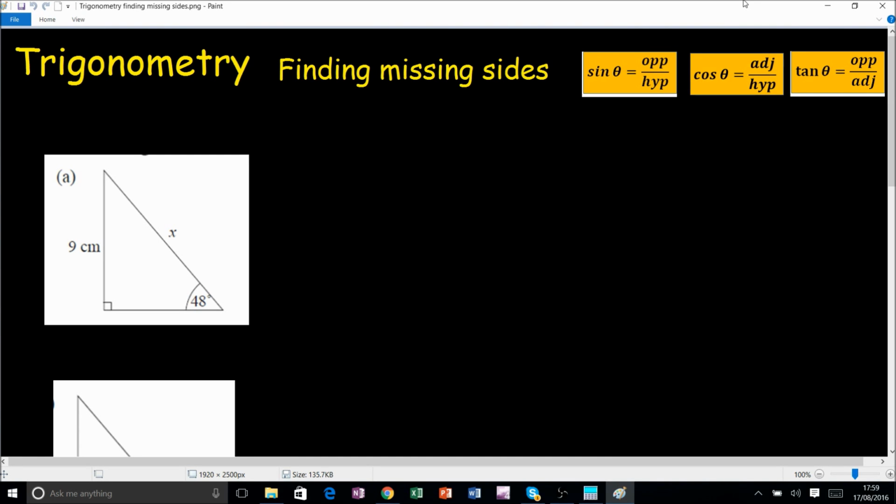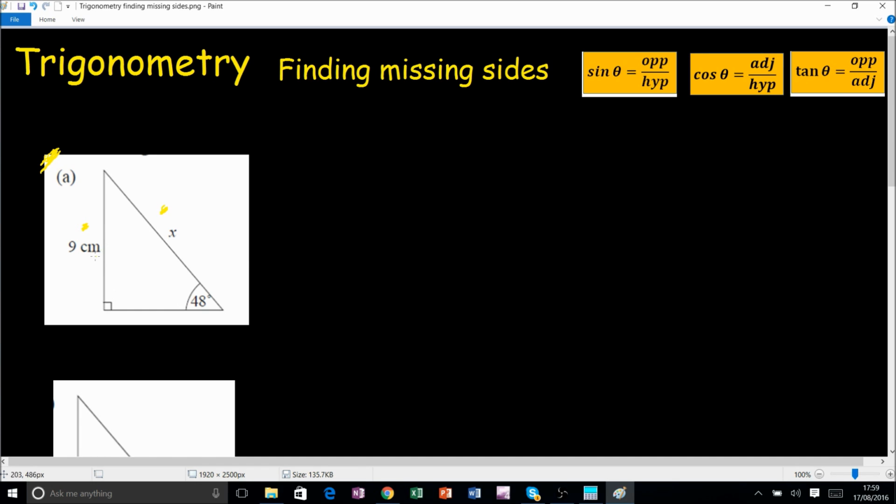Okay, so first things first, let's look at this question. The first thing I want us to look at is what sides we have, or are looking for. We have this side, and we are looking for this side.